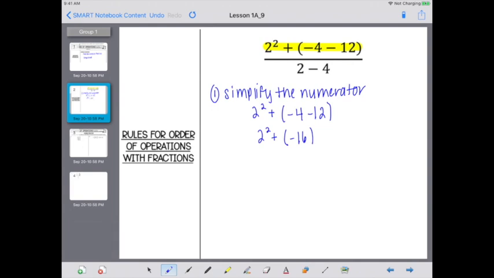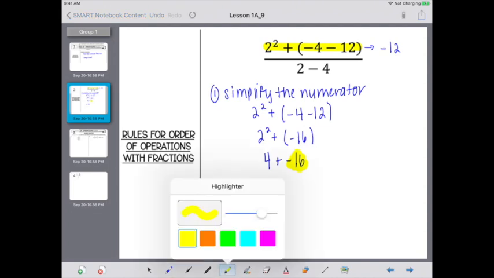2 to the second power is 4 plus negative 16. We have two different signs. We're going to take the sign of the larger absolute value, which is 16. So we have a negative answer. And then the difference between 16 and 4 is 12. So our new numerator is going to be negative 12.